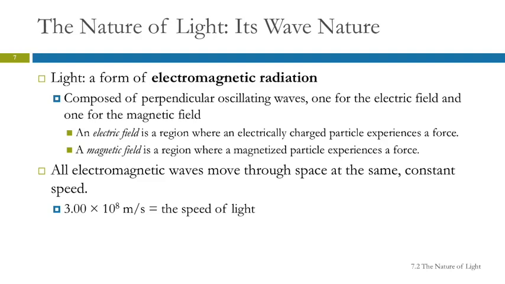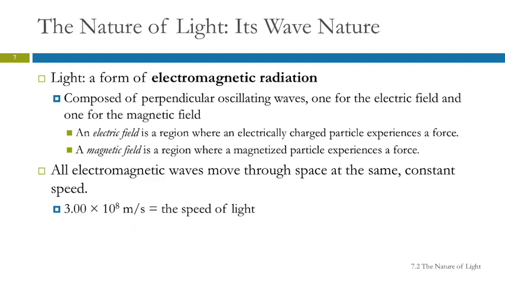All electromagnetic waves move through space at the same constant speed. We call it the speed of light because it's the speed at which light moves. The speed of light is 3.00 times 10 to the 8th meters per second. So it's very, very fast.